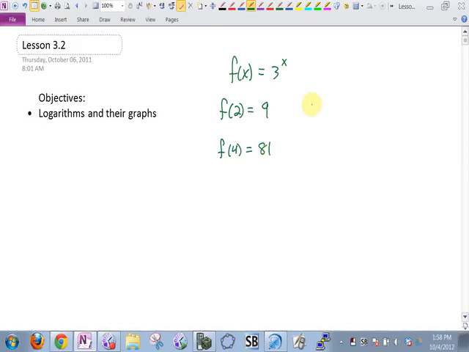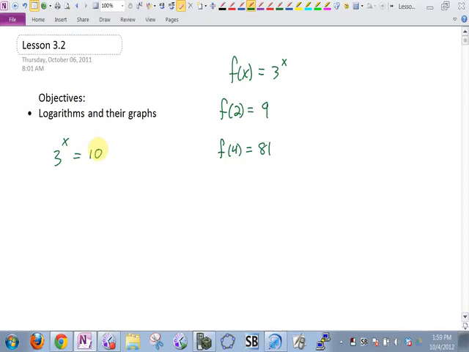So f of 2 is 9, f of 4 is 81. What if I wanted to know when 3 to the x equals 10? What input causes this function to output 10? What's this log? Are you using wood?